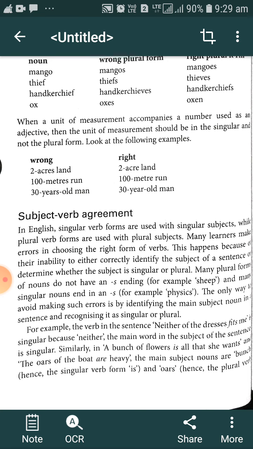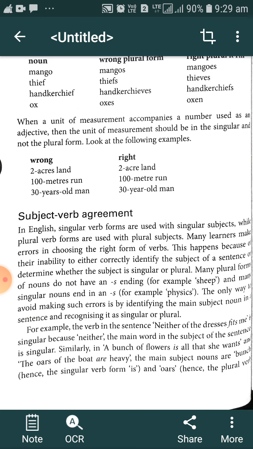So while discussing subject verb agreement, we must be able to recognize the proper form of the noun used in that particular sentence. For example, the verb in the sentence "Neither of the dresses fits me" is singular because neither, the main word in the subject of the sentence, is singular.